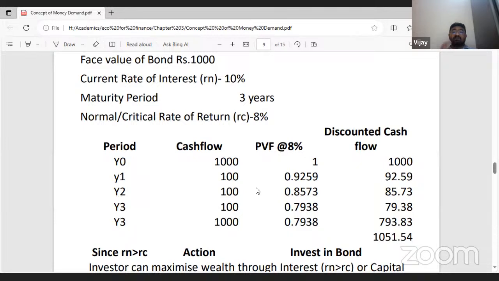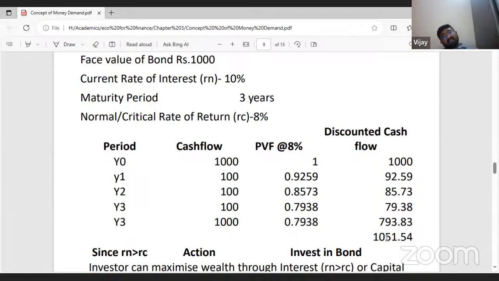Then in year 2 you will get 100. In year 3 you will get 100, and the maturity period of the bond is 3 years, so in the third year you will get the money back, 1,000. If I discount all these cash flows in today's terms, it will be 1,051.